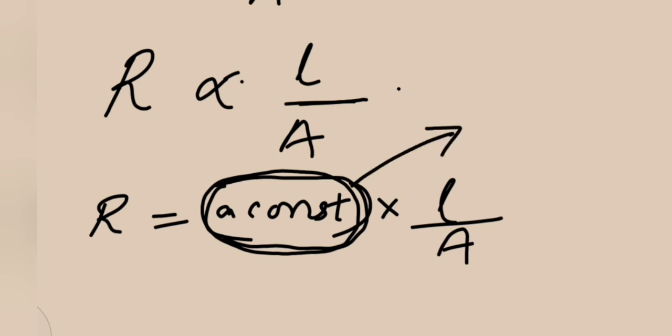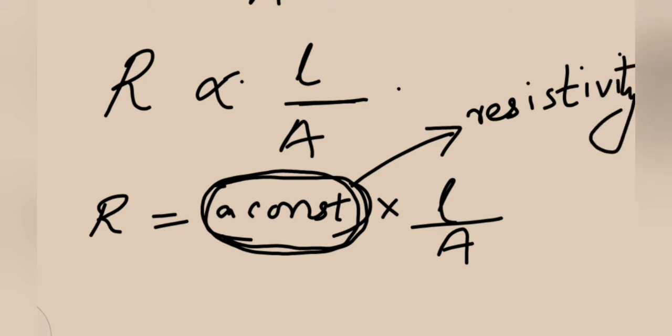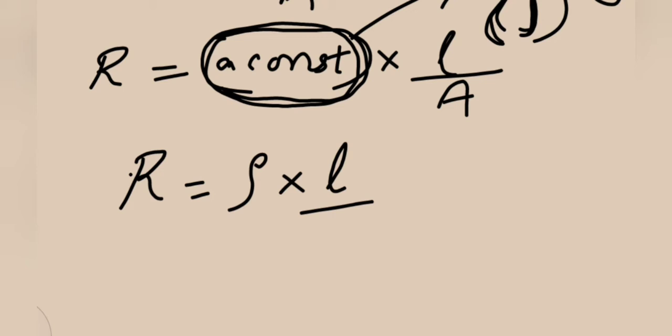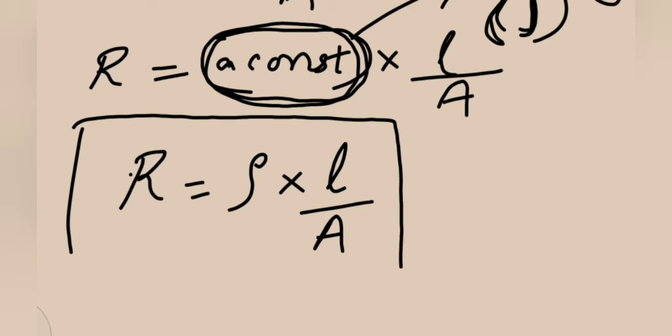So this constant is resistivity, and we represent resistivity using the Greek letter rho, somewhat similar to writing of P, like this, rho. So we modify the equation as R, resistance, is equal to rho multiplied with length upon area. This is the equation for resistance that relates length and area, where rho is the resistivity, L is the length and A is the area.